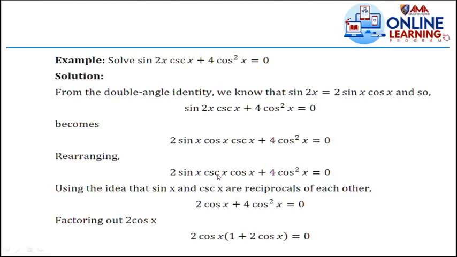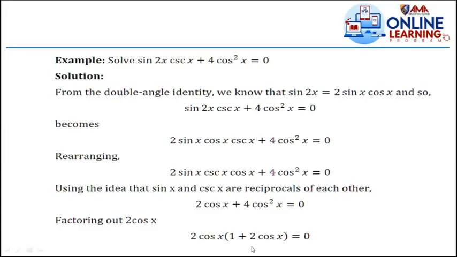Sine x times cosecant x is equivalent to 1, because cosecant x is the same as 1 all over sine x. So the sine x are going to cancel. What's left will be 2 cosine x plus 4 cosine squared x is equal to 0. So next, factoring out 2 cosine x. Okay, let us factor it.